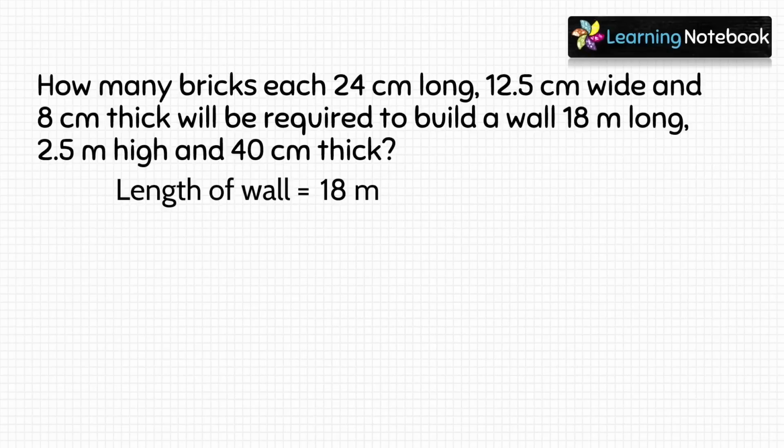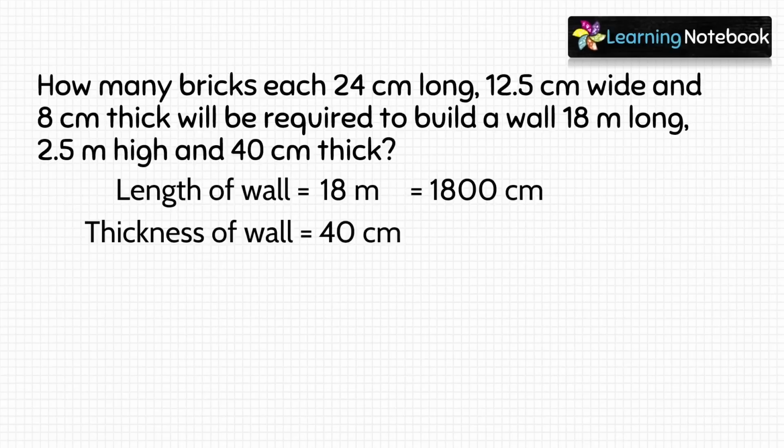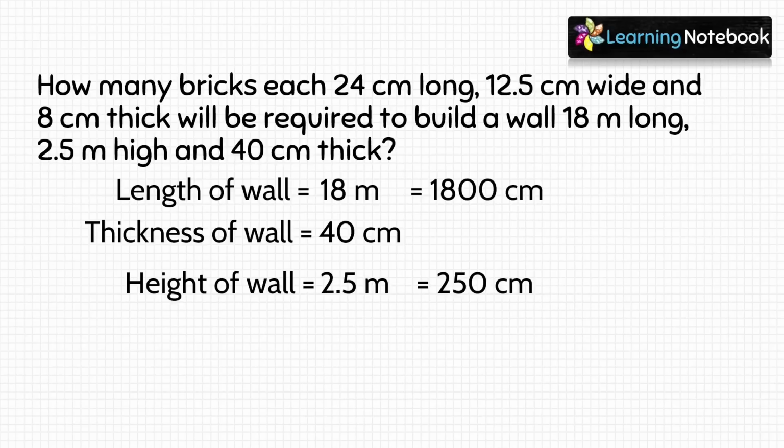The length of the wall is given as 18 meters. Let's convert it into centimeters by multiplying it with 100. We get 1800 centimeters. Next, the thickness of this wall is given as 40 centimeters and the height of this wall is given as 2.5 meters. So convert it into centimeters and we get 250 centimeters.